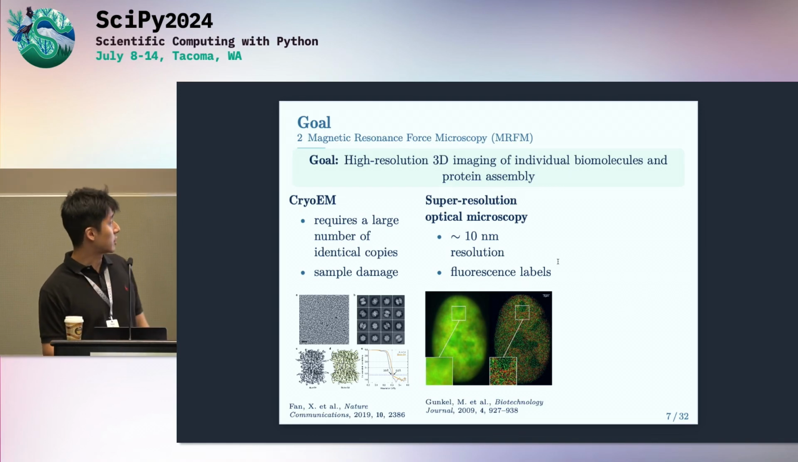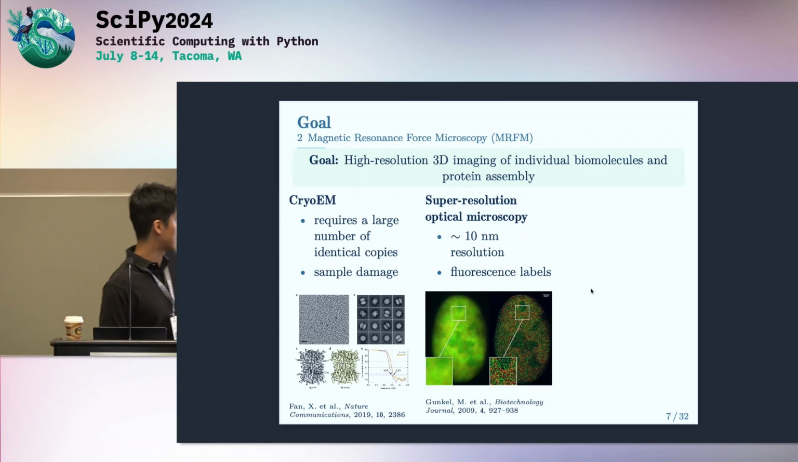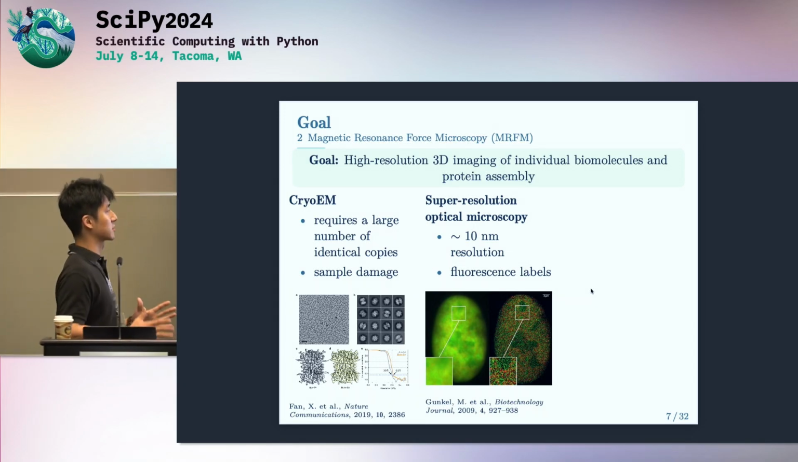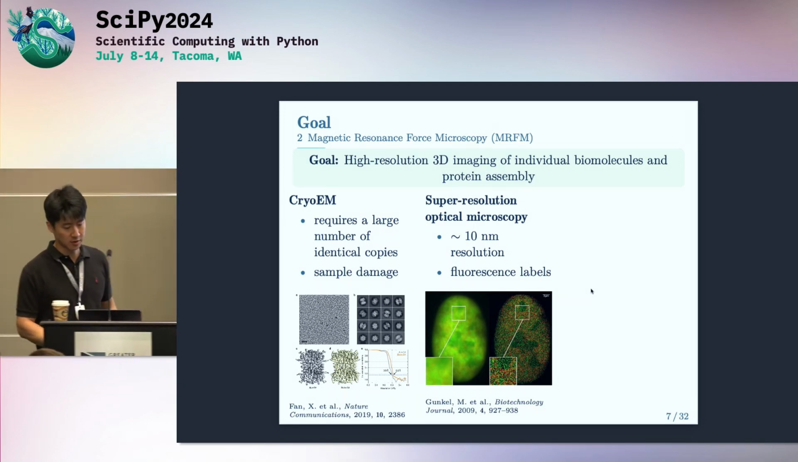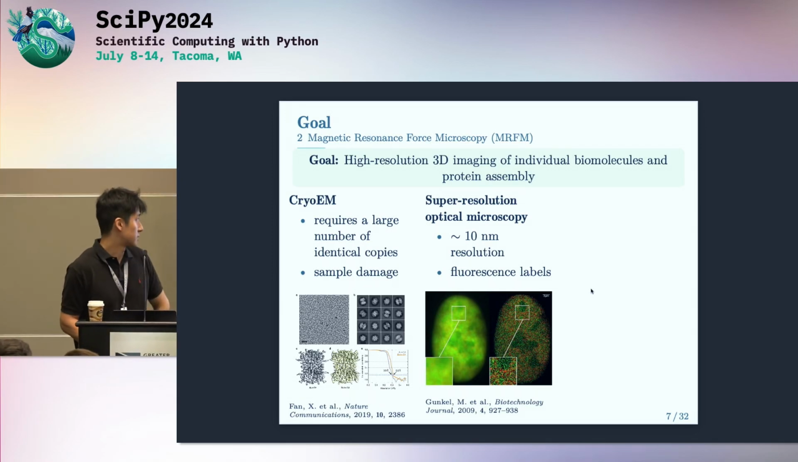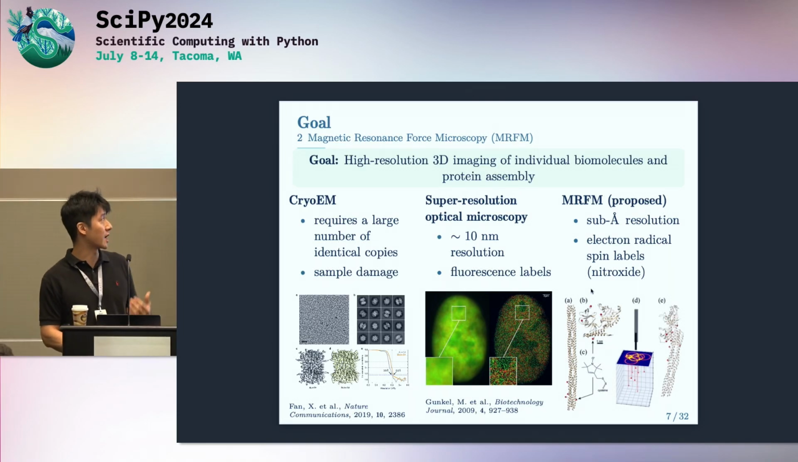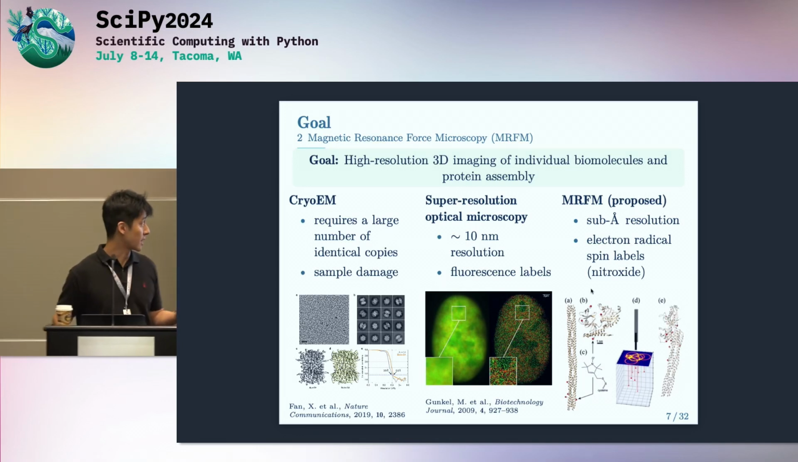This optical microscopy uses fluorescence labels, so they have their own limitations. Cryo-EM needs a lot of identical samples, so you see in the picture, you essentially need a statistical analysis of multiple copies, and it has sample damage. Optical microscopy is resolution limited, typically to about 10 nanometers. Our proposed MRFM experiment can potentially achieve sub-angstrom resolution, and we use electrons.